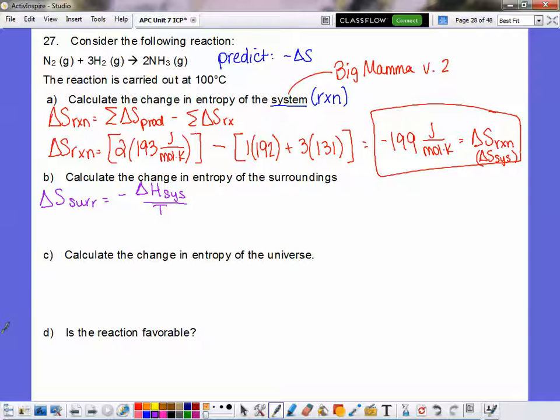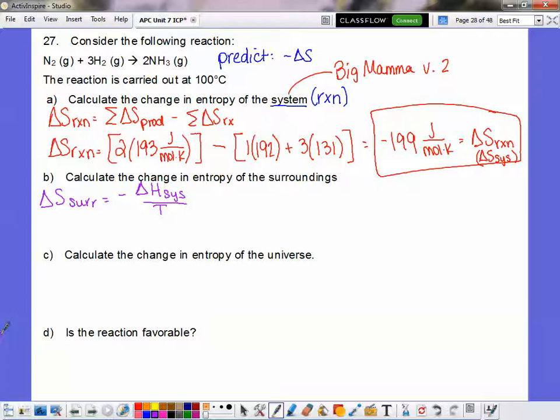Delta S of the surroundings is delta H of the system, or the reaction, divided by the temperature in Kelvin, and then there's a negative sign in front of that. FYI, a big T, a capital T, typically means temperature in Kelvin. A lowercase t is used for temperature in Celsius or time. But if you ever see a big T, that's always going to be referring to temperature in Kelvin.